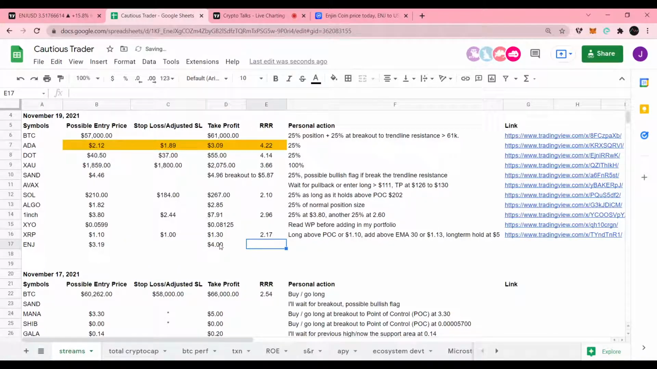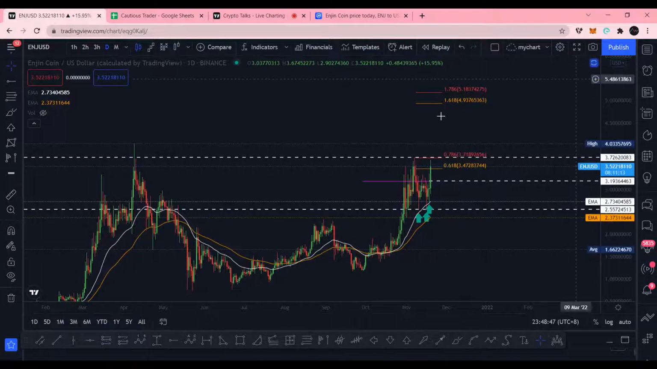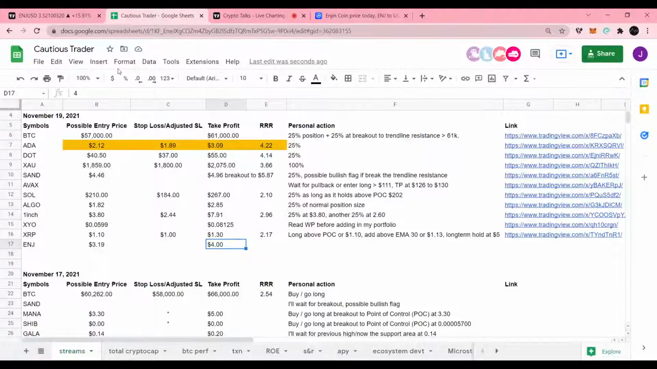And then break out to 1.618, which is 5. So $4 and $5. Breakout to 5 for the next target.